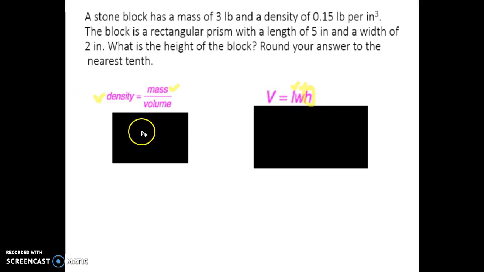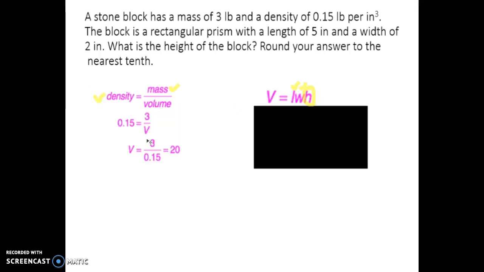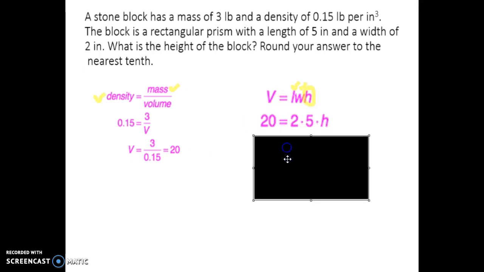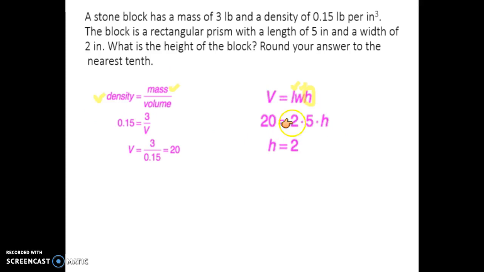All right, so let's find our volume. Remember, we can rearrange that formula so that our volume is going to be the mass divided by the density. Mass divided by density is going to give us 20. Now we can plug the 20 in here. We can plug our length and width in. So 10h is equal to 20. Divide both sides by 10, and you get the height of the block is 2. So those are the steps you'll take for that last problem. Good luck.